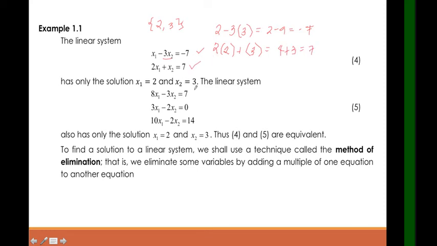Okay. Now, on the other hand, the linear system, 8x sub 1 minus 3x sub 2 equals 7. 3x sub 1 minus 2x sub 2 is equal to 0. 10x sub 1 minus 2x sub 2 is equal to 14. Has also the same solution as this first one. Okay? Or this one, no? Ito pala yung numbers nila. So, they have the same solution. For x sub 1 is equal to 2 and x sub 2, pareho sila ng solution set.